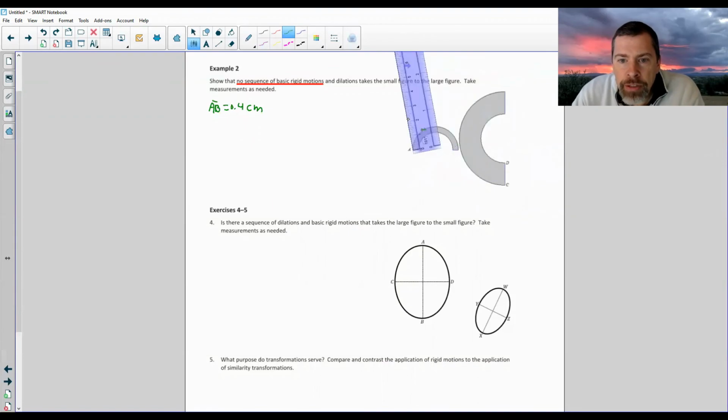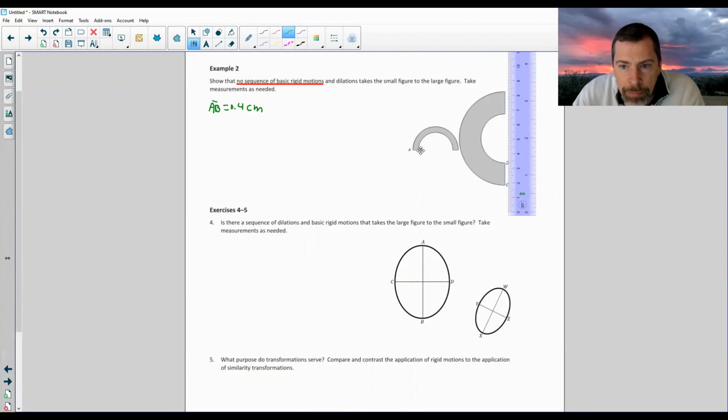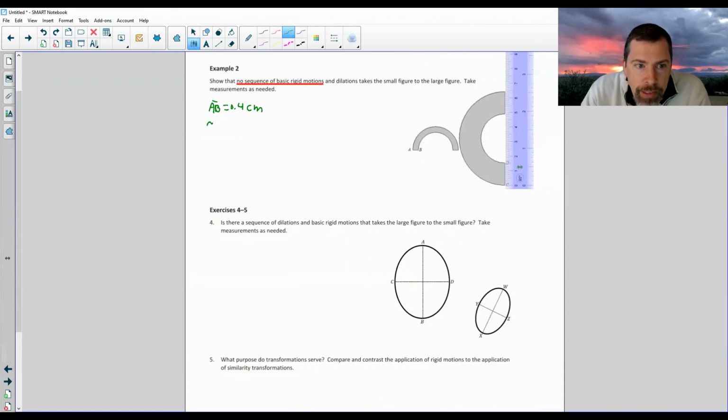And then I rotate this around. If I were to rotate this 90 degrees counterclockwise and then dilate it, A would end up at C, B would end up at D. Hopefully you can visualize that. So now I'm going to put my 0 on C, and CD is 1.5 centimeters. So CD equals 1.5 centimeters.